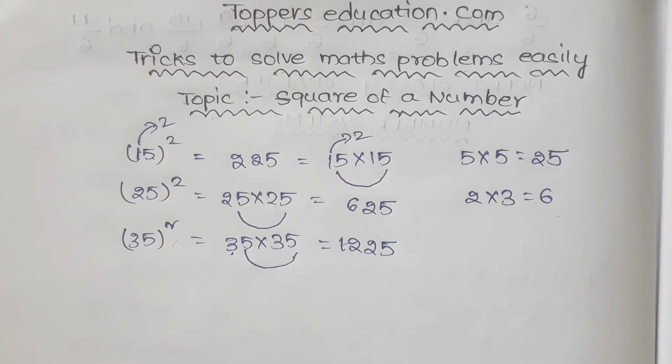Now let us see another method of finding squares of a number very easily. Let us see how to find the square of any number. First let us see one example, that is 43 whole square, and how to find this square very easily.